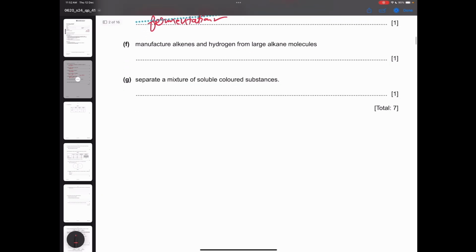Now, manufacture alkenes and hydrogen from large alkane molecules. So this is cracking. Cracking is where when you have large hydrocarbons, you break them to get the simpler, smaller, useful products. So this is cracking. Separate a mixture of soluble substances. So this we all know, chromatography. Make sure to write down chromatography.